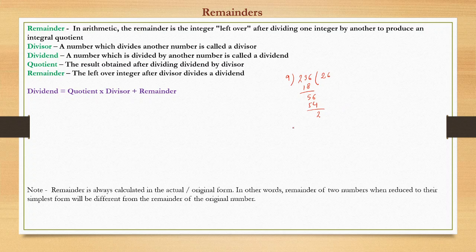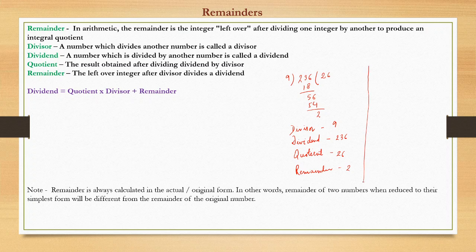So here divisor, dividend, quotient, and remainder are the four standard terms of any division. So this we will see: the divisor is 9, the dividend is 236, the quotient is 26, and the remainder is 2.